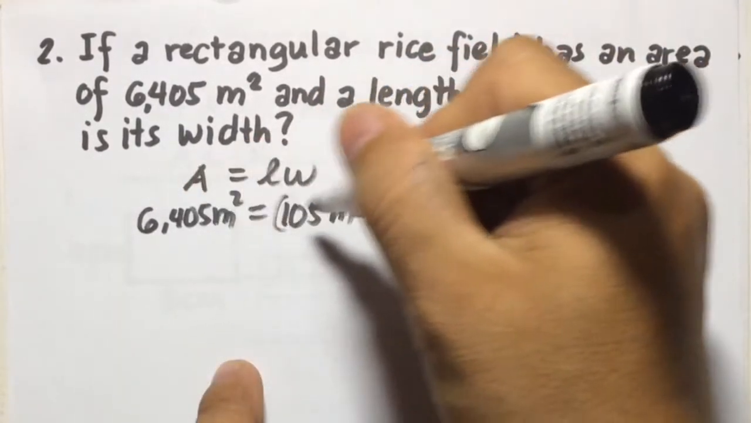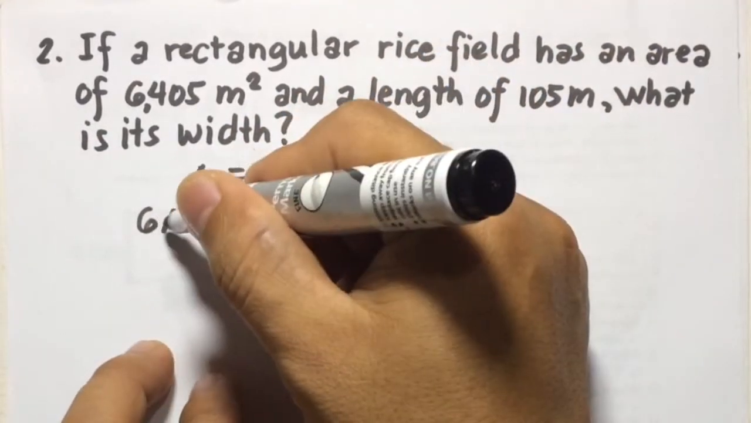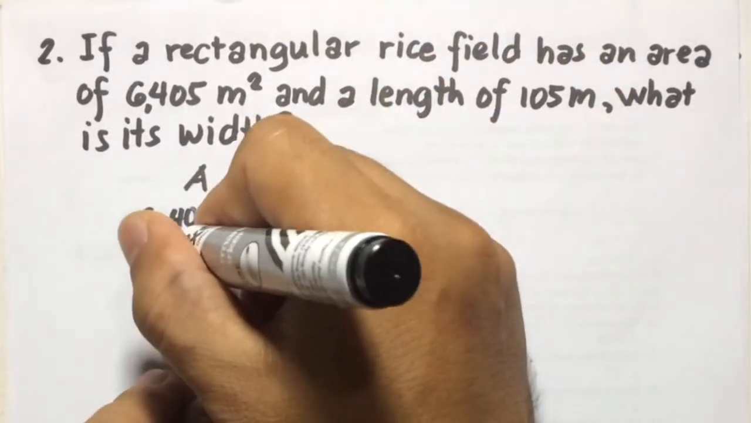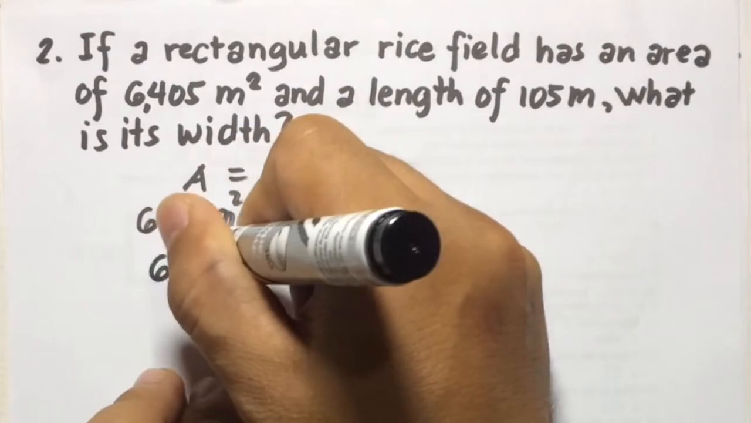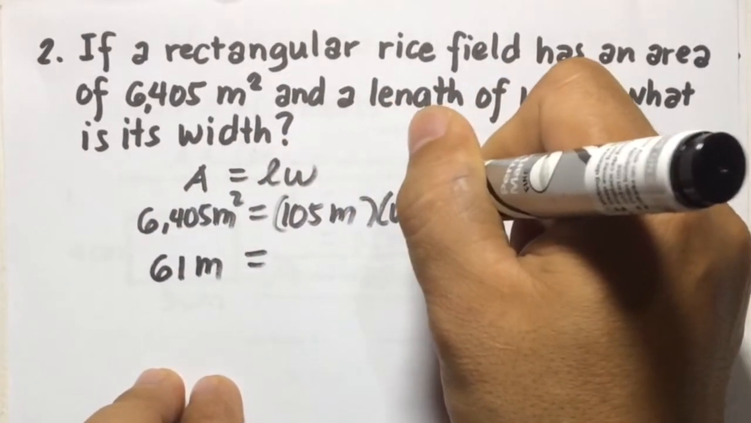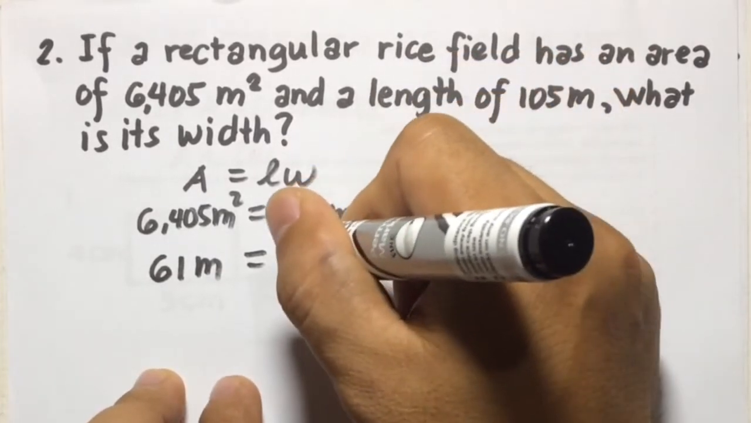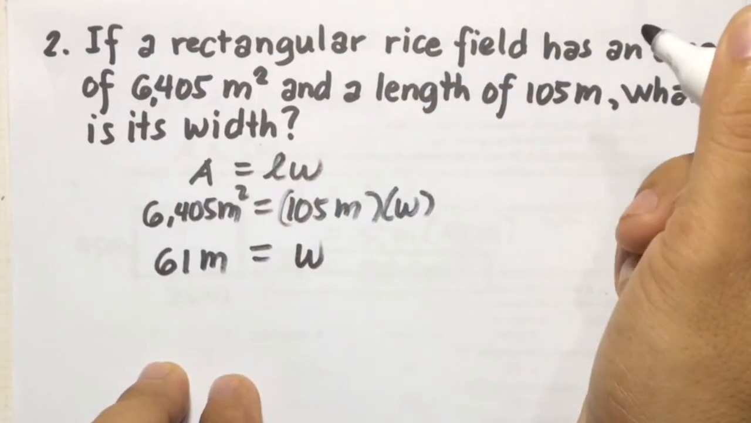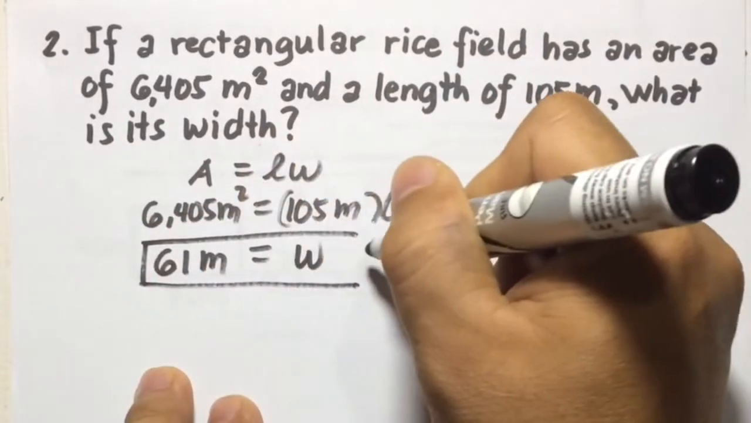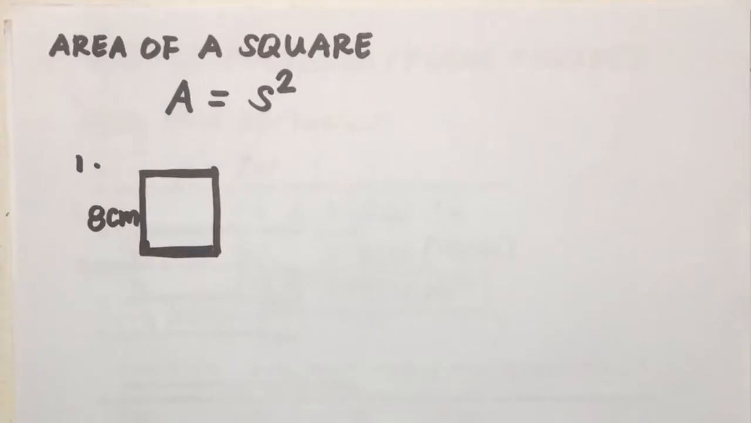Then dividing both sides by 105 meters, we're going to have 6,405 divided by 105 meters. That will be equal to 61 meters. Then 105 meters times the width, divided by 105 meters, the answer here will be W or width. Meaning, the width of the rectangular rice field is equivalent to 61 meters.